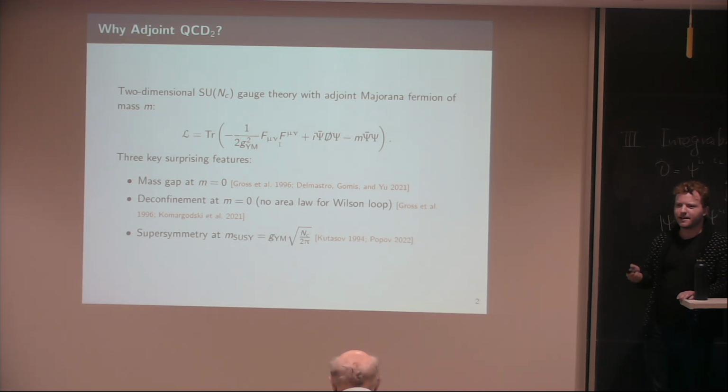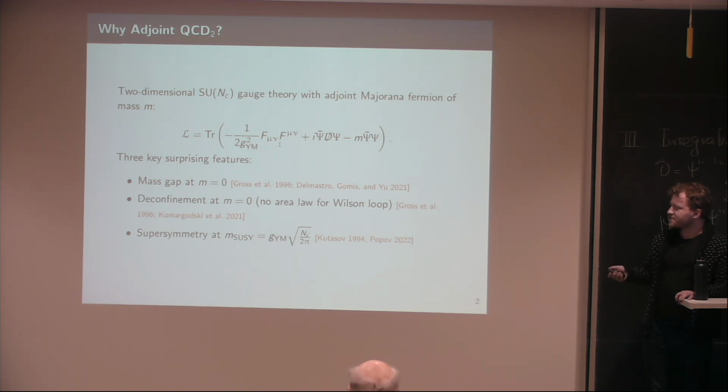And this model has really 3 very surprising features. One of which is that it has a mass gap at m equals 0. This is not generic of two-dimensional gauge theories. Joma Gomez and Diego and Matthew Yu gave a nice classification of theories with this property. Adjoint QCD is a large family that has this property.